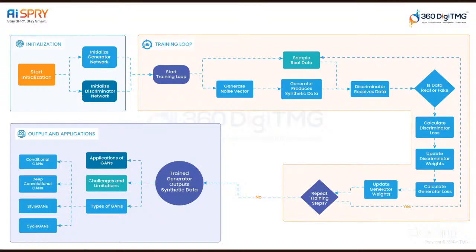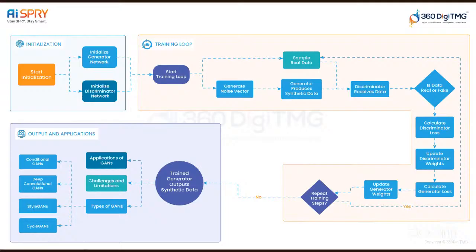So then what will happen? Then again we will update the discriminator weights. We use gradient descent to update the discriminator's parameters, helping it improve at detecting the fake images. Then again we will calculate the loss function. Again, this process will continuously go on.